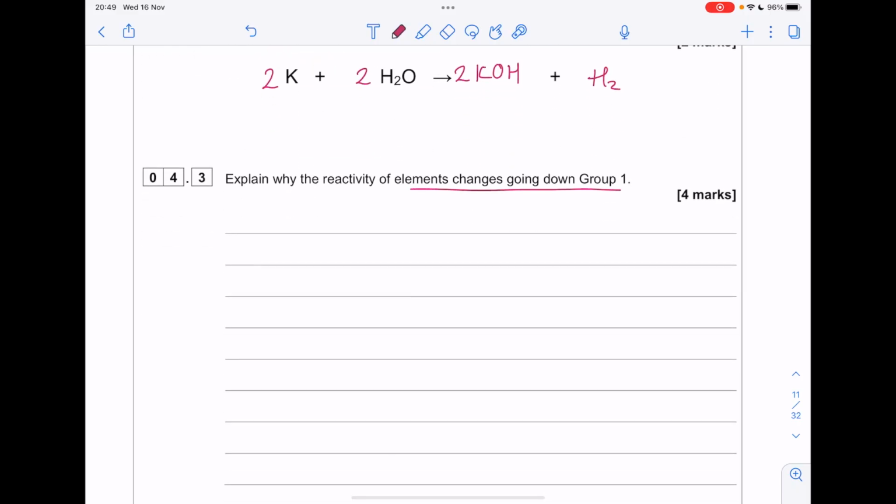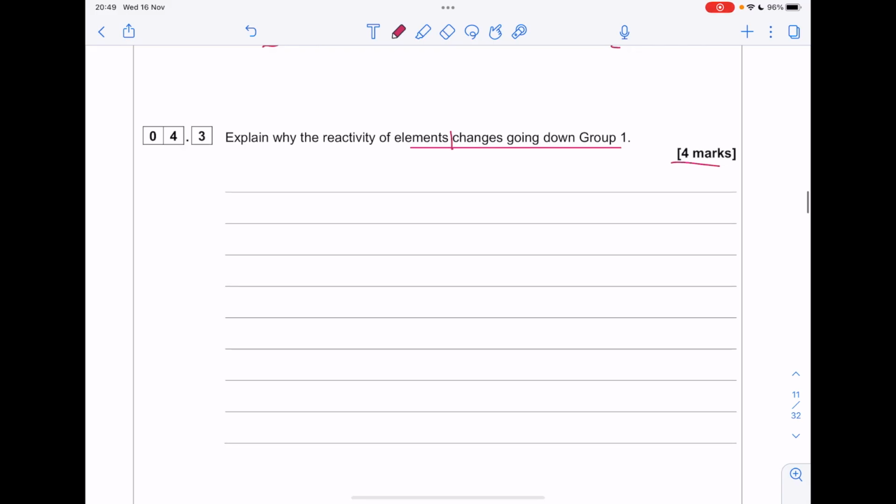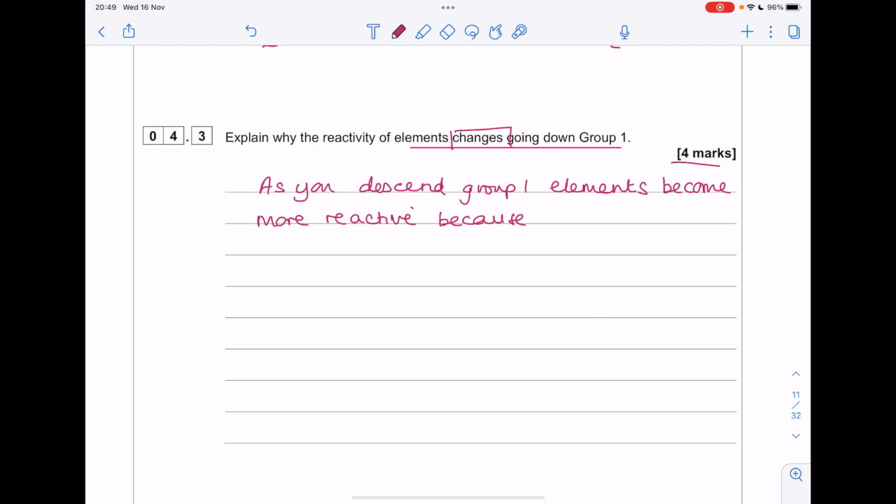Explain why the reactivity of elements changes going down group 1. It's worth 4 marks. It was very vague, the fact it says changes. So let's first of all state what actually happens. As you descend group 1, remember for me that elements become more reactive. But why is that? Well, remember, reactivity is all to do with gaining a full outer shell. When they're in group 1, they'll lose 1 electron to gain that full outer shell.